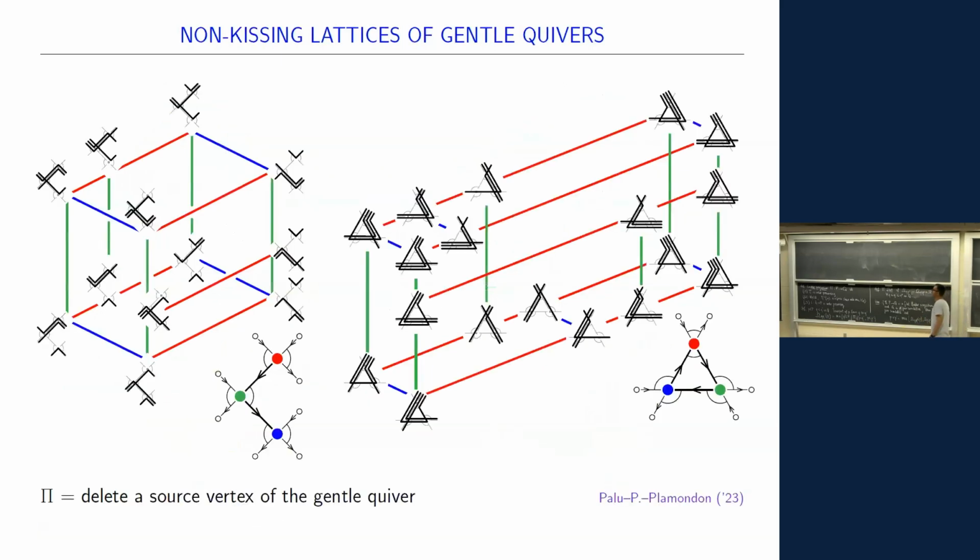Next one, non-kissing lattices of gentle quivers. Here it's slightly more complicated. I actually don't have the full proof, but I believe that deleting a source vertex is always a flat ladder projection. You might ask, what's the source vertex here? This is a source vertex because there are some relations that I didn't speak of.